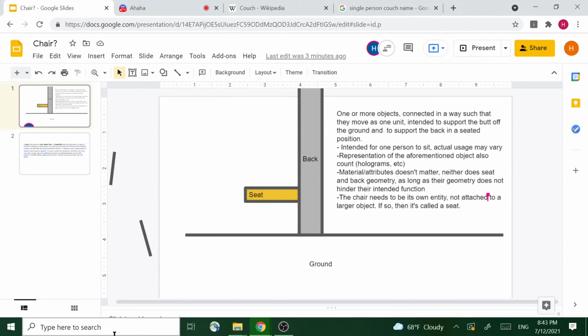Wait, hold on. That does break our definition. It's not its own unit. It's attached to the floor.